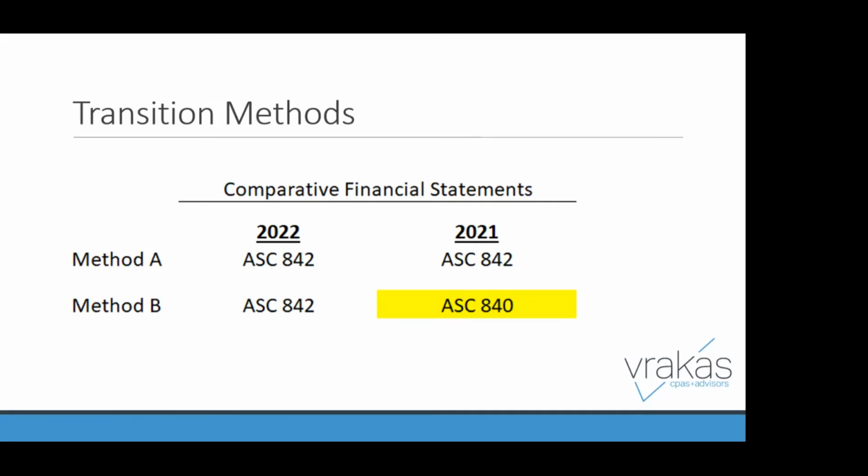Under method B, 2021 would be under ASC 842 or the new standard, but your prior year, the year in which you did not adopt the standard, would be under the old standard or ASC 840. So you're really just showing it as of the beginning of the period that you actually adopted. You're not going back and restating both of those comparative periods.